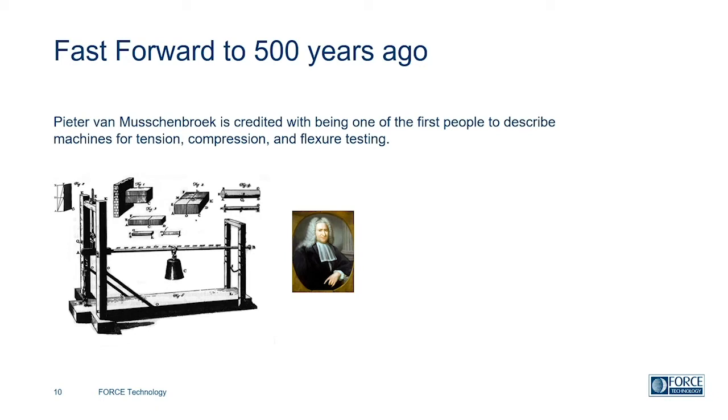Then if we fast forward to about 500 years ago, a gentleman by the name of Peter van Musschenbroek is accredited as being one of the first people to describe machines for testing in tension, compression and flexure. And we see there on the right a small, lovely painting of a very handsome gentleman. And on the left-hand side is the machine that he is accredited for inventing.